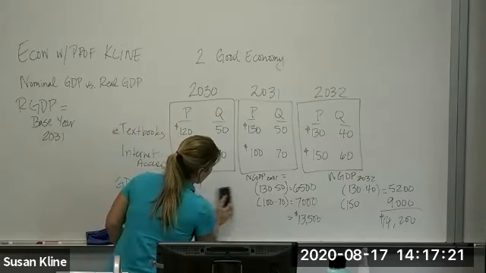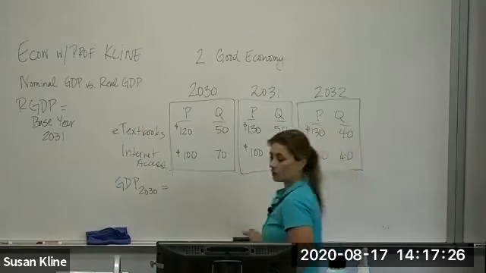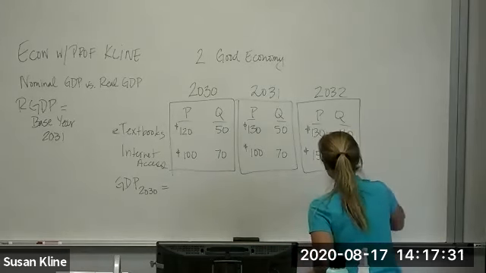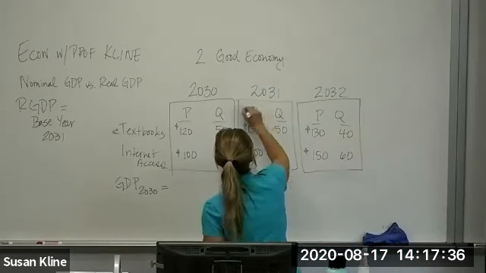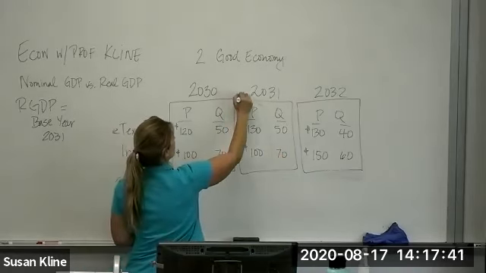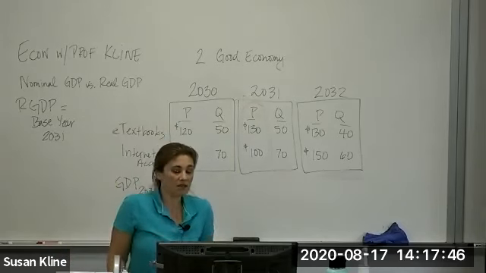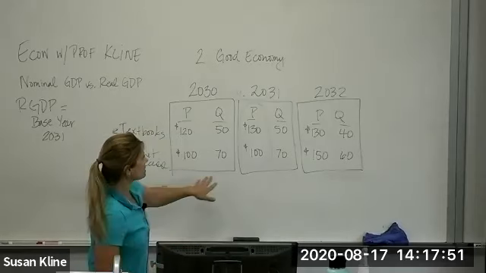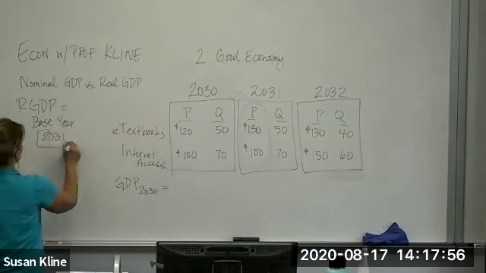So real GDP says that we're not going to use this year's prices, but that we are going to use the base year prices, right? So let's put a box here. These are now our base year. And again, the base year is just chosen, whatever year makes sense, and we will update these base years. It's just a definition. That's what it is. So we're choosing a base year of 2031.